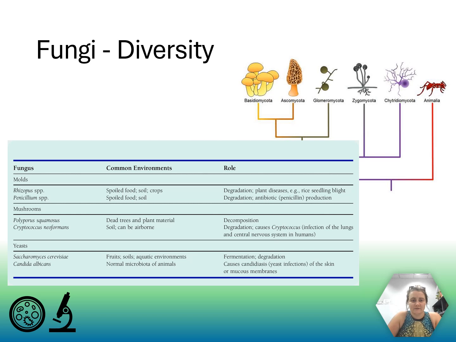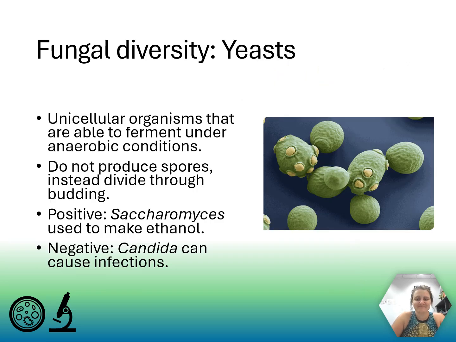Fungi are pretty diverse. So we can have molds, we can have mushrooms, we can have yeasts. And those are going to be our three main categories for this class. And again, they have those slightly different roles. And this is called a cladogram, if you don't remember this from biology, which shows what are called clades, which are basically groups of organisms that are very similar to each other. And these just show some of the different fungal structures that you can see, or fungal species, excuse me.